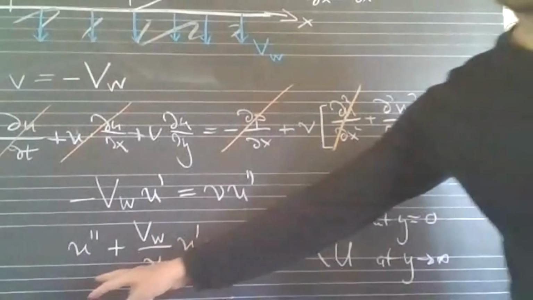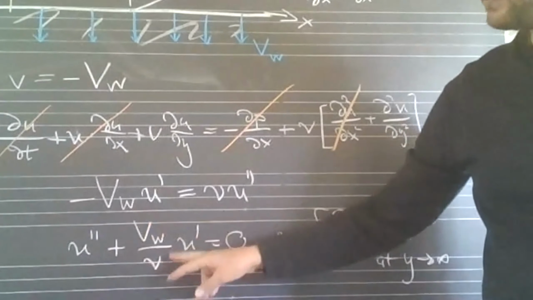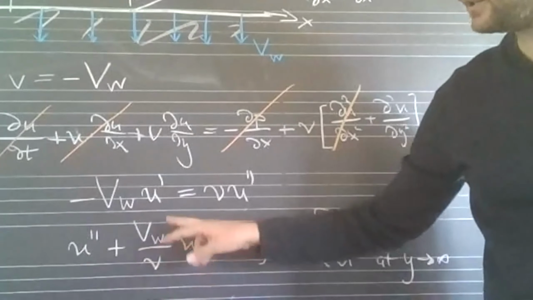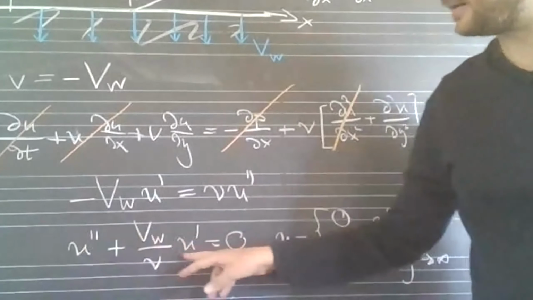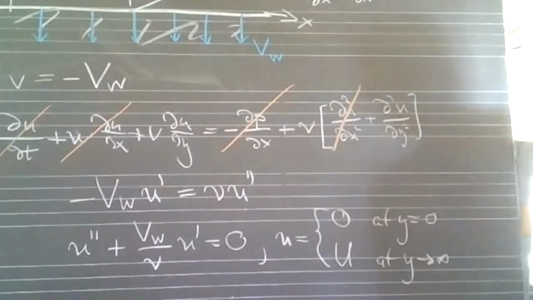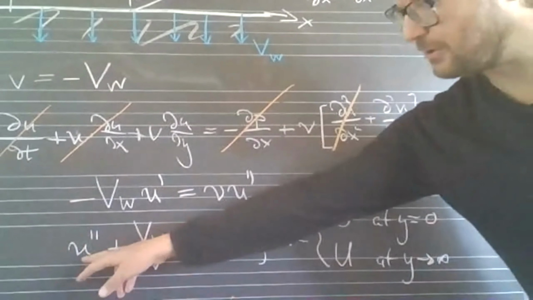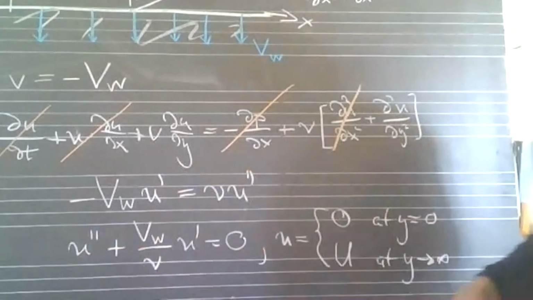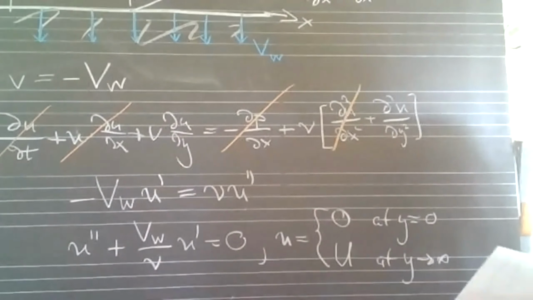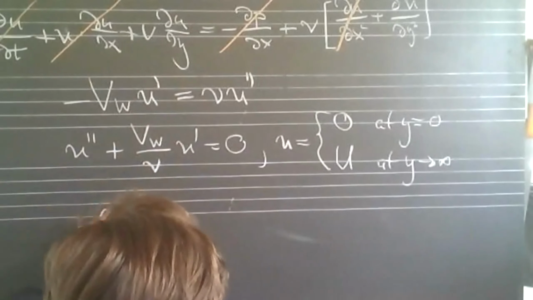This is now a relatively simple ordinary differential equation. It's one with constant coefficients. This is a constant here, and this is just u double prime, u prime. I'm sure all of you have learned how to solve this. So I'm just going to write down the solution, and it will be a solution in terms of exponential functions. The solution simply is the following.